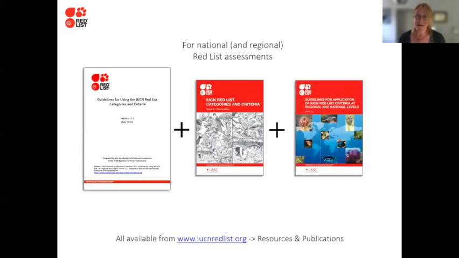For national and regional Red List assessments, because we do also do regional assessments for Europe, Mediterranean, etc., for all of those national and regional Red List assessments, all three of these documents need to be referred to. So it's not just the guidelines for application at regional and national levels, it's that regional guidelines document plus the categories and criteria plus the Red List guidelines. Now, all of these documents are available from the IUCN website, and I'll come back to that right at the end of the presentation.